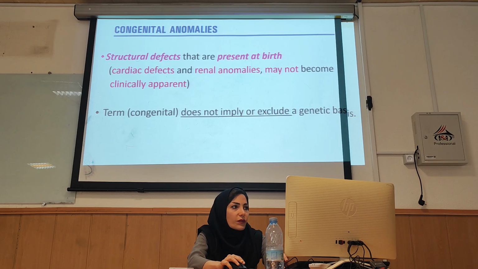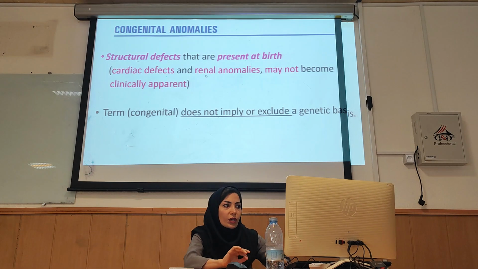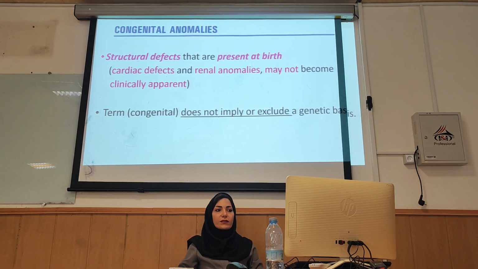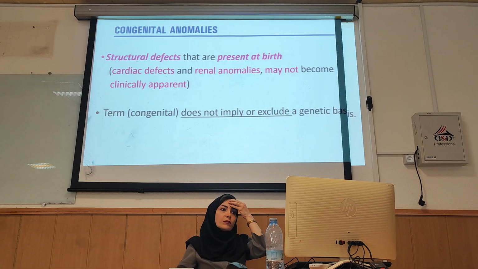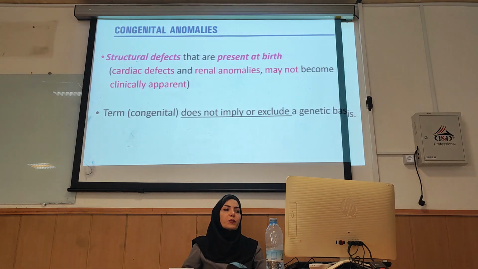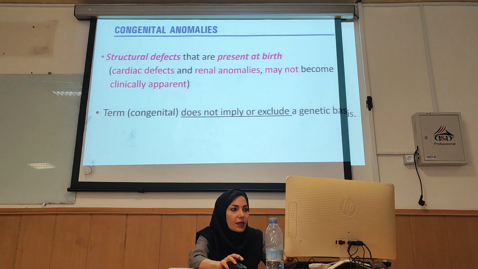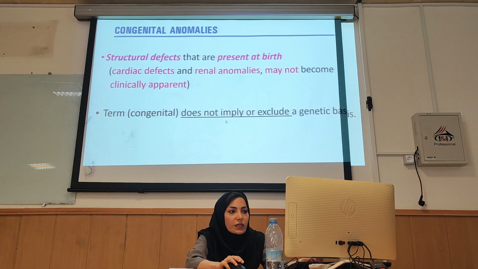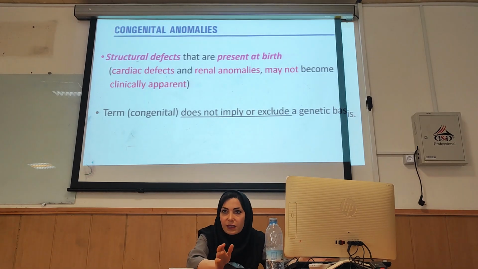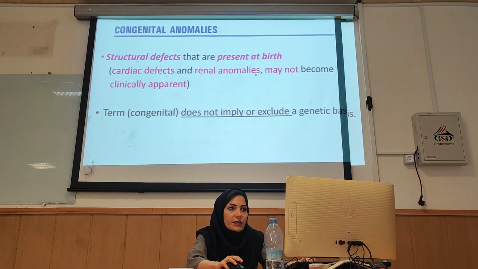I want to talk about congenital anomalies. Congenital anomalies are structural defects that are present at birth, including cardiac defects, renal anomalies, or such defects that may not be clinically apparent but are present at birth by definition. The term congenital does not imply or exclude a genetic basis. It may be genetic or not, but they are present at birth.